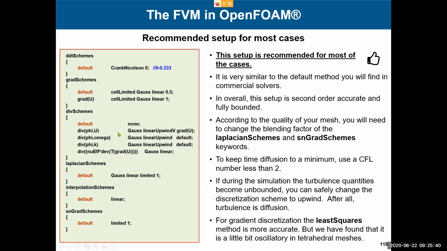Then see that for div(phi,U), the convective term, you use linear upwind. Here I'm using the bounded formulation for vectors, but if you want, you can use the normal one. The V is specifically for vectors. And for the rest of the variables, the turbulent variables, linear upwind, but you can use upwind with no problem. Remember that turbulence is a diffusive process, so if you use upwind, it's not having a heavy impact on your solution. And then limited one means a good quality mesh, but if your mesh starts to go, when you run checkMesh, orthogonality, let's say more than 80, or more than 75, put here 0.5.